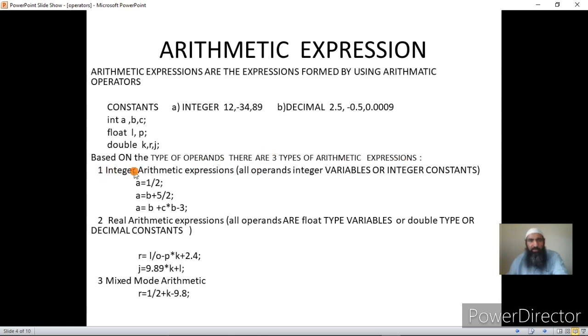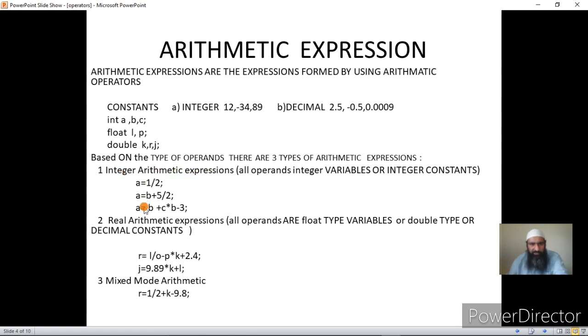Based on the type of operands, there are three types of arithmetic expressions. One is integer arithmetic expressions, another is real arithmetic expressions, and the third one is mixed mode arithmetic expressions. What is the difference? The difference is in the type of operands these expressions have. Suppose an arithmetic expression has all the operands of the type integer, then we say that the arithmetic expression is an integer arithmetic expression.